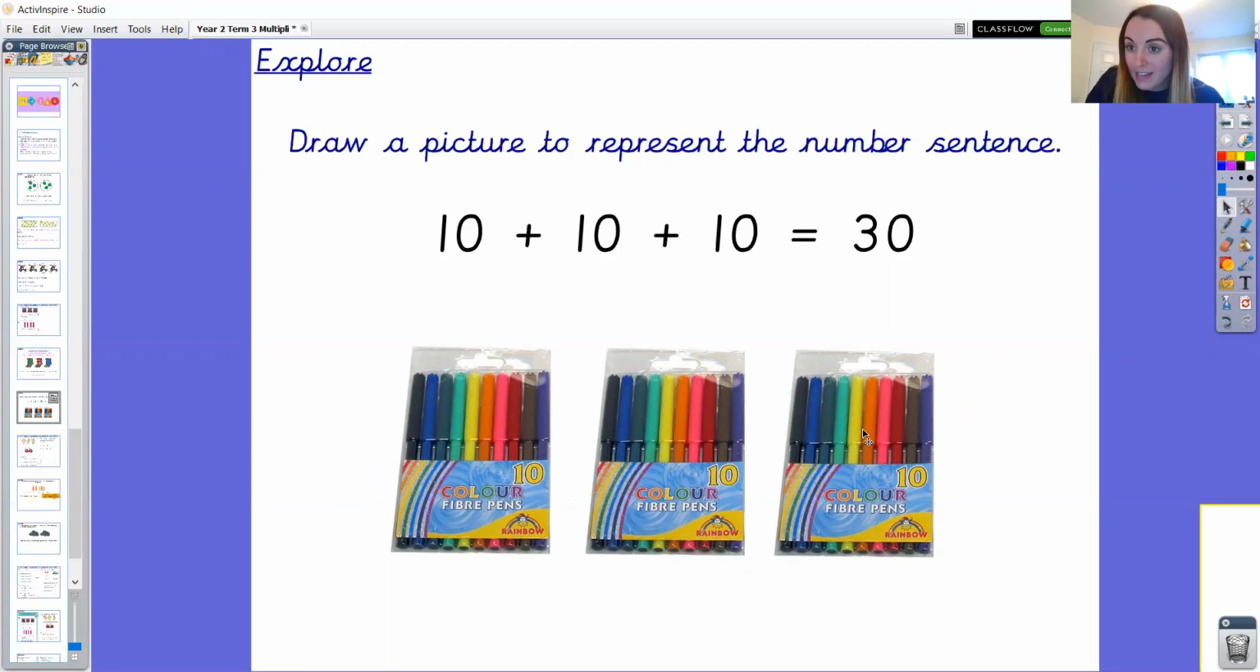I chose to draw pens. You might have drawn something completely different. You might have drawn ones or a 10 stick or some sweets or some fruits or some cars. I'm sure there's lots of different pictures amongst our class. So well done, Year 2.